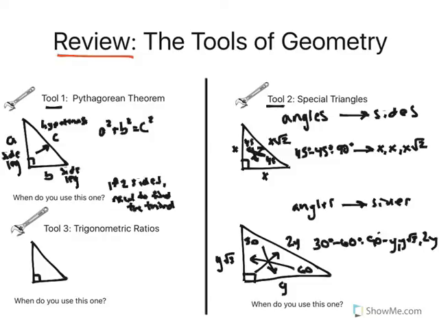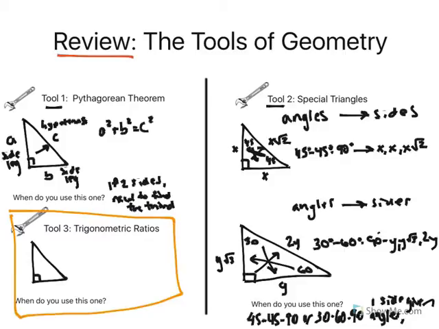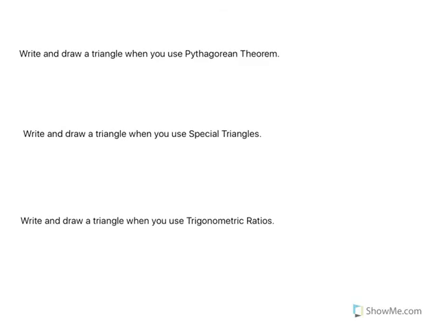So when do we use special triangles? When we have 45, 45, 90, or 30, 60, 90 as our angles, and we have one side given. And the third tool, trigonometric ratios, is what we will learn about today. So this is just a summary of the review we just went over.